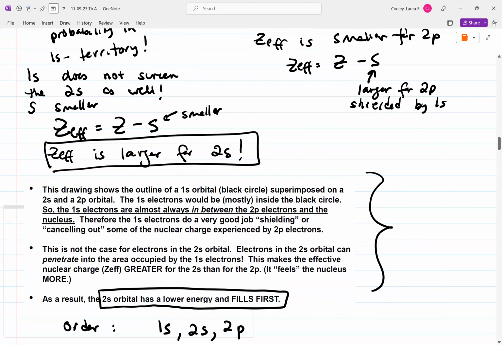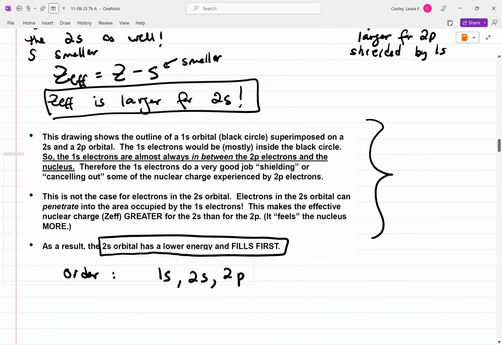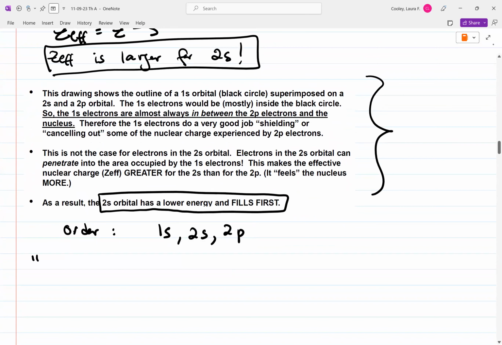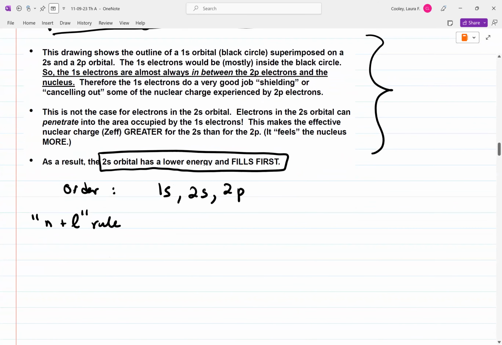These types of shape considerations and shielding considerations are complicated. You can imagine they get much more complicated as you go further along on the periodic table. So chemists have devised a rule. There's always a rule, right? We call it the N plus L rule. That puts this all together so that we don't have to figure out the screening for every single case.